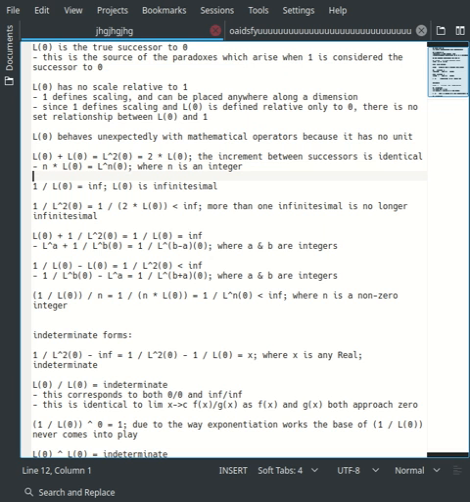1 on L naught will be infinity because L naught is infinitesimal, right? So what this is, this right here, 1 on L naught equaling infinity, is when you take the limit as x approaches 0 of 1 on x. That limit evaluates to infinity, right? As x approaches 0, x ideally gets all the way to L naught. And when we evaluate 1 on L naught, you get infinity. So that is necessarily true.